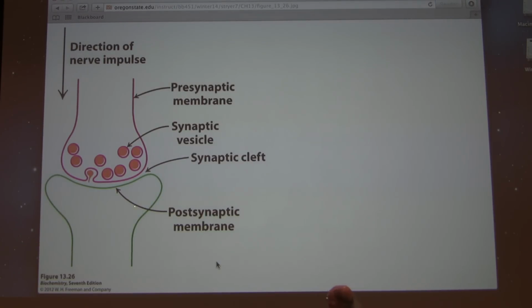Okay? So when they stimulate the opening of the sodium gates, now this nerve cell does exactly what this nerve cell did, and the signal gets propagated.